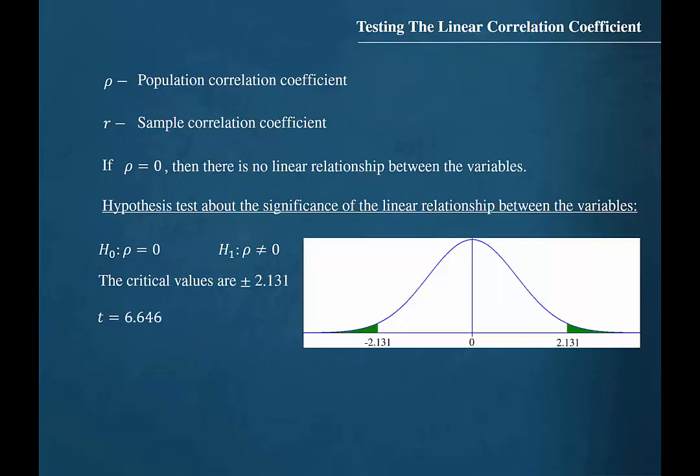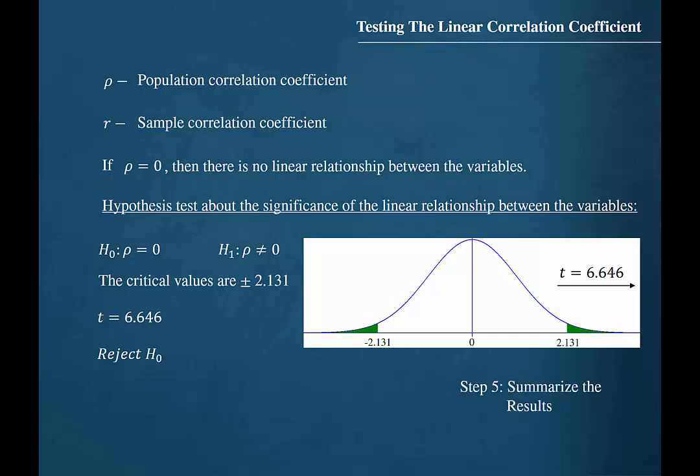Looking at a distribution, we see that the rejection area lies to the left of negative 2.131 or to the right of positive 2.131. Our test value is so extreme that it doesn't even appear on this graph. Step 4 is to make the decision. Since the test statistic landed in the rejection region, our decision will be to reject the null hypothesis.